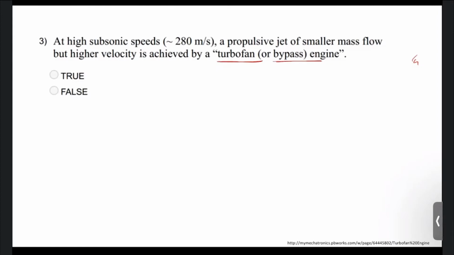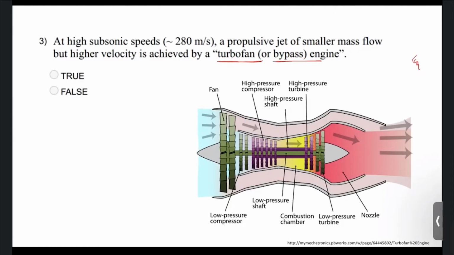So let's see how this engine looks. Okay, so this is the turbofan engine or bypass engine. So what happens in this engine is, this is a fan here. This fan pushes some air into the engine. So some part of this air goes to the compressor here, and some part goes through this duct.